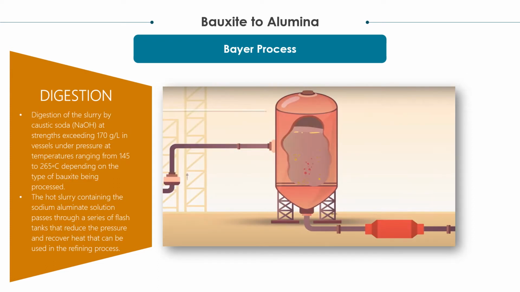The mixture is charged to digestion to achieve specific alumina supersaturation to ensure stability through the trains of flashing and clarification stages. In digestion, the slurry is treated with caustic soda at strengths exceeding 170 grams per liter in vessels under pressure, at temperatures ranging from 145 to 265 degrees, depending on the type of bauxite being processed. The hot slurry containing the sodium aluminate solution passes through a series of flash tanks that reduce the pressure and recover heat that can be used in the refining process.